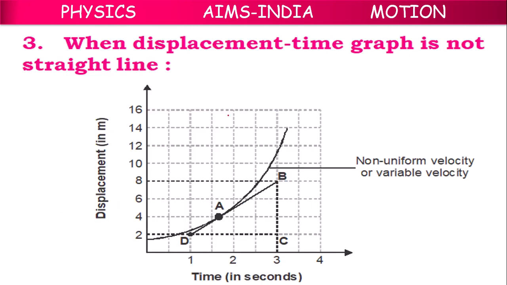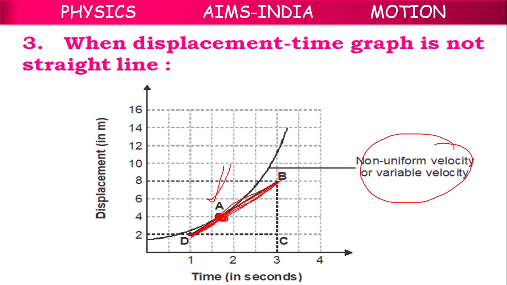When the velocity is non-uniform, if it is changing unevenly, then if we take any point, suppose we have taken a point here, the slope at a point is the instantaneous velocity of the body at that particular instant. How to draw the slope? We have to draw a line touching the point, not cutting the point, which is called a tangent. The tangent line gives the slope of the body.